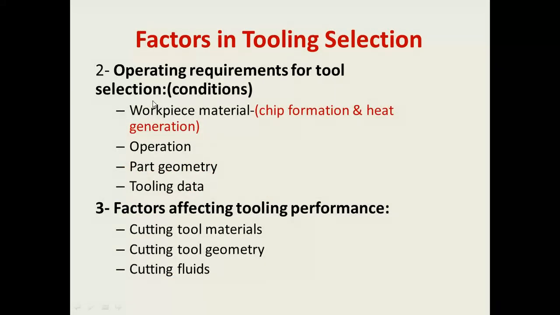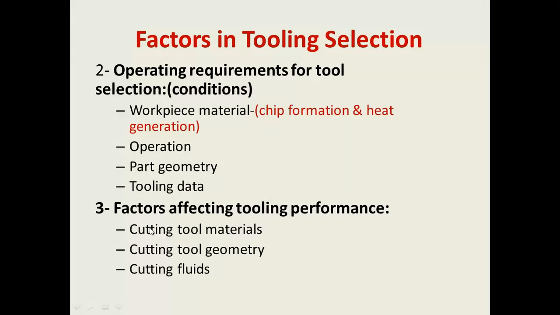Then number two is operating requirements for tool selection. So what are the operating requirements? That is workpiece material, based on the chip formation and heat generation, we have to select the material. Then operation, then part geometry, tooling data. So these are the factors in operating requirements. Then number three, factors affecting tooling performance.